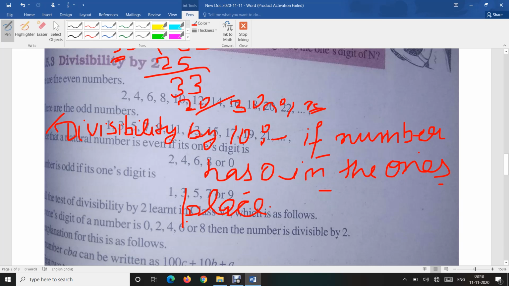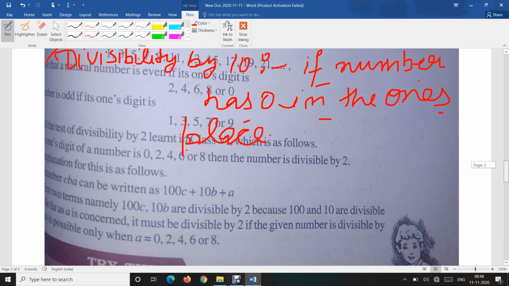Now see the example for that also. Suppose we have a number 2500, and we have to check whether this number is divisible by 10 or not. It contains 0 at the unit place, that means it must be divisible by 10. You can do the actual division also, and definitely you will get the remainder as 0. You have to check it by yourself.